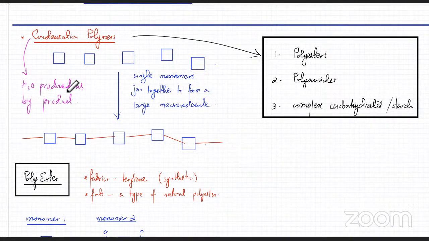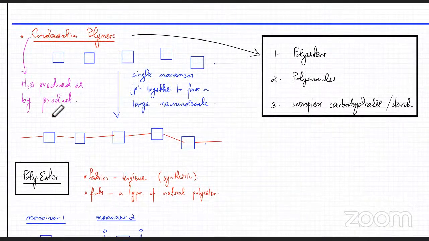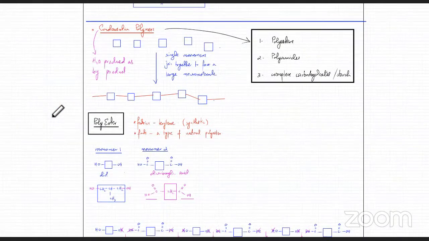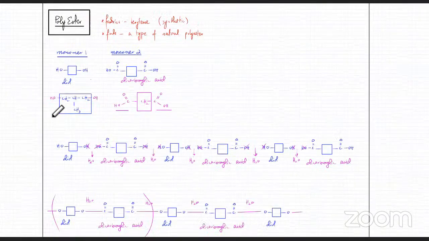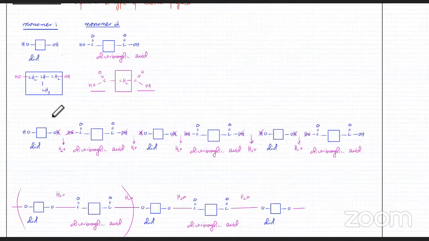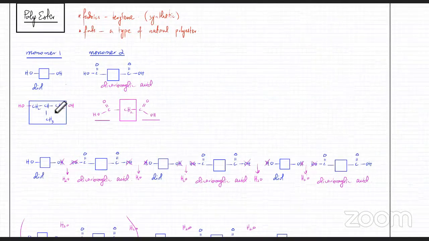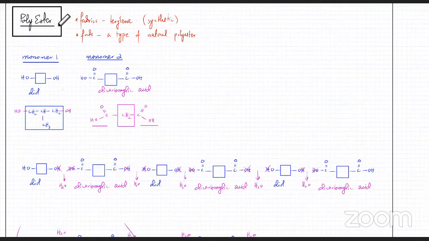Now in condensation polymers, water is always produced as a byproduct. Jab ye process hota hai. So what is that process? The process is that there are three types of condensation polymers that you have to study. The first one is known as a polyester.